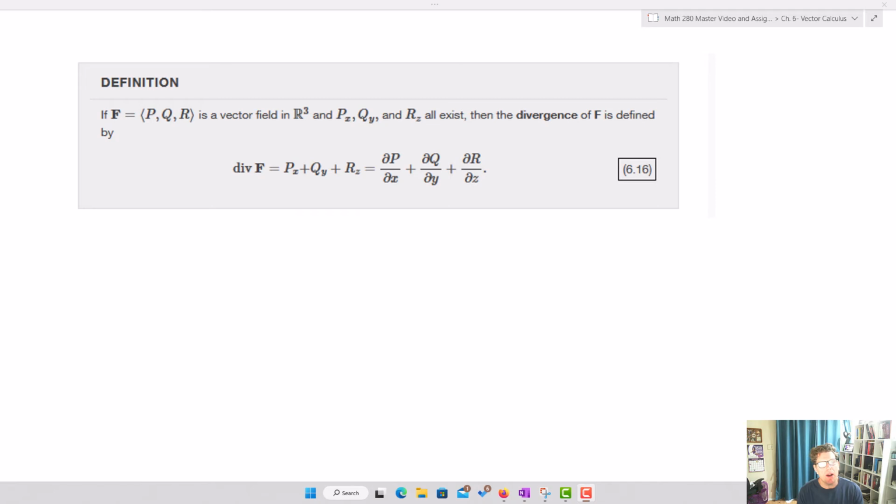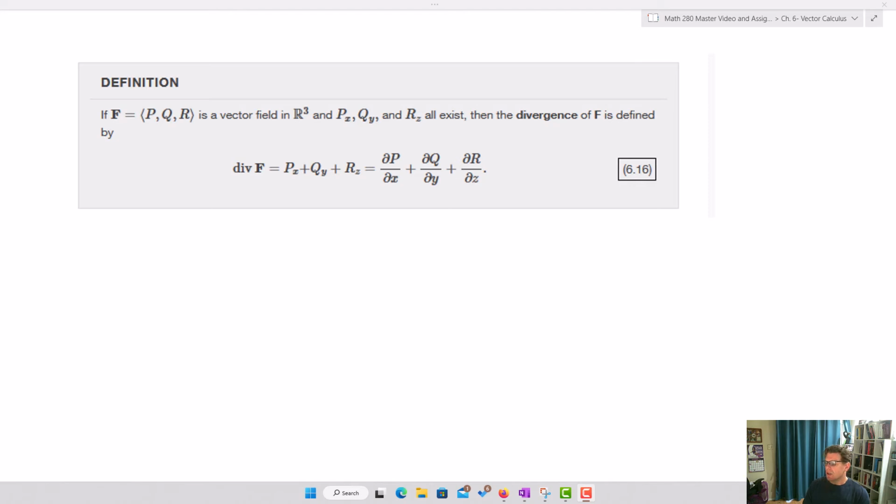So now we want a mathematical definition for finding our divergence. So if F is our vector field and it's ⟨P, Q, R⟩ in R3 and Px, Qy, and Rz all exist, then the divergence of F is defined by div F = Px + Qy + Rz, which is basically the partial of P with respect to x plus the partial of Q with respect to y plus the partial of R with respect to z.